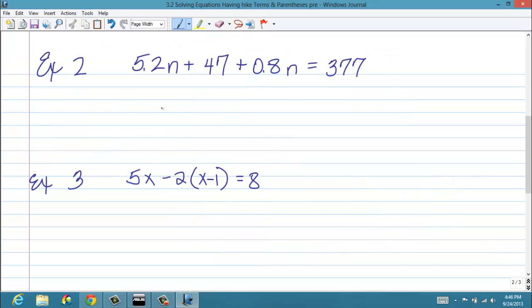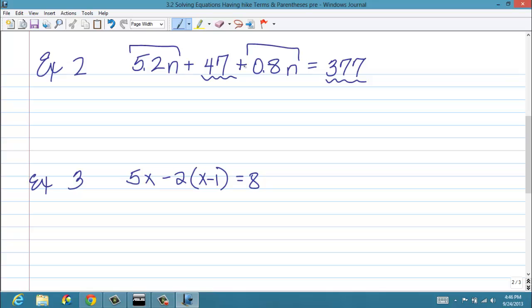On to our second example. Your first step is to look to see if you can use the distributive property. There are no quantities, so we can go to our next step. Let's combine our like terms if we can. I have a term with an n right here, one here. I have a number by itself here and a number by itself here. Here are our like terms. We need to get them together on the same side of the equal sign.